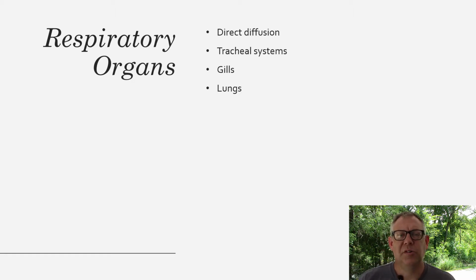And so, to start with, there's lots of different respiratory organs that you'll find throughout the animal kingdom. Some animals use direct diffusion. They don't really have any organs. They just allow the gases to diffuse in and diffuse out. There are tracheal systems, gills, and lungs. And we'll talk about each of those in a little bit more detail.